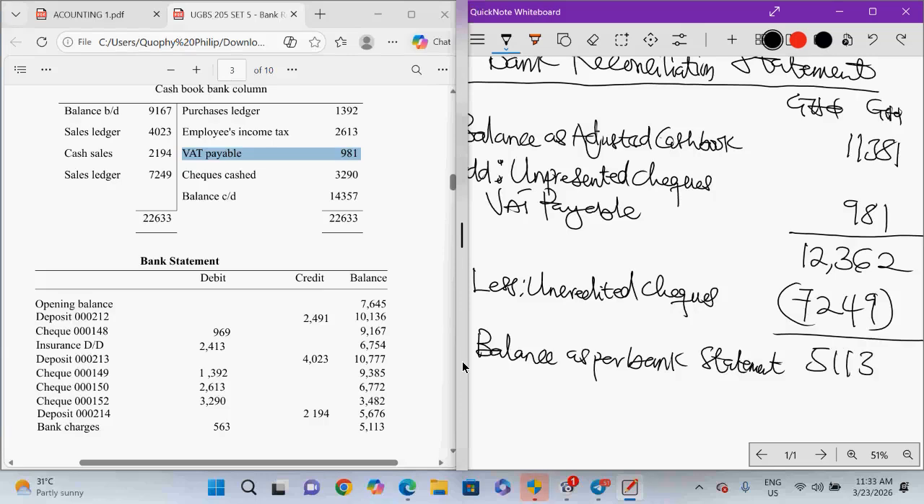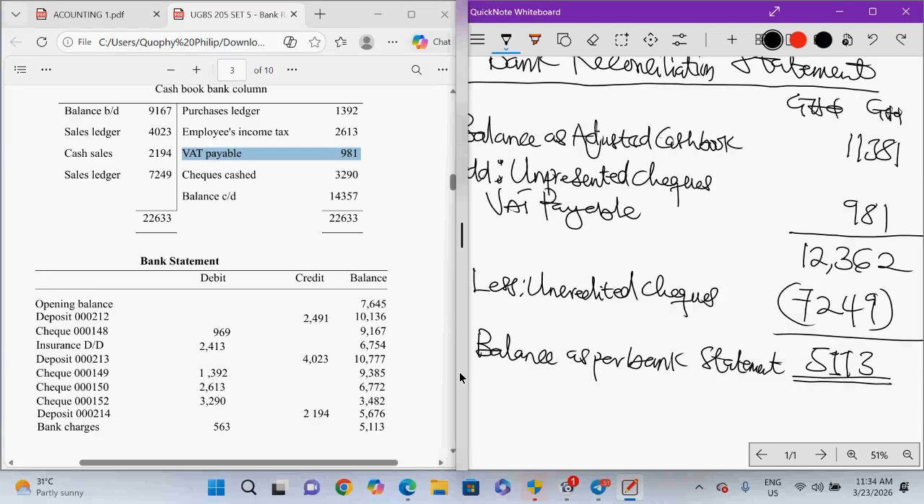Hello. Yeah, hi. So please, why didn't we add wrong debits to the uncredited check, and also add the wrong credit to the unpresented check? Or there are no wrong debits and wrong credit? Yeah, for this question, there are no wrong debit and wrong credit. Okay. Thank you. Welcome.